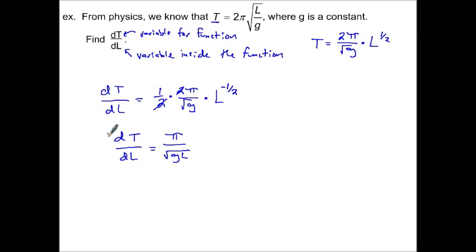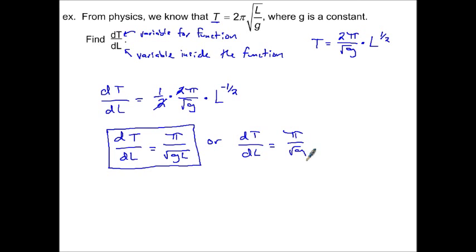No, I would not expect you to rationalize the denominator in this sort of case. I would be very happy with that sort of an answer, or kind of like what I said, if you wanted to leave it more like pi over root g, you could do that and then leave the L to the negative 1/2 as kind of its own little guy out in front. Either one's good for me as long as it's good for you.